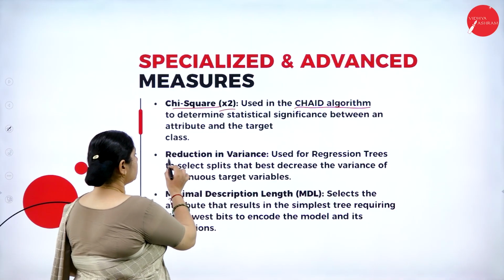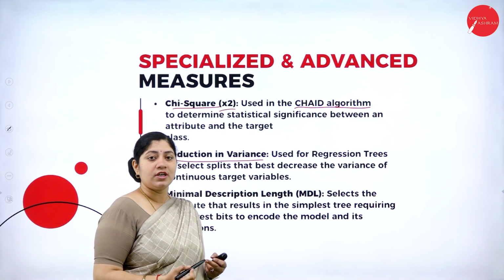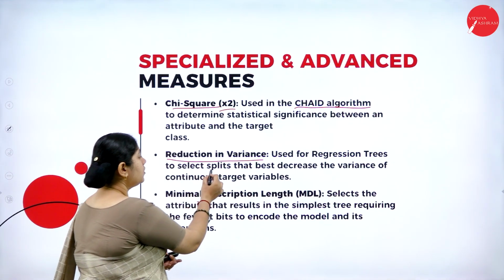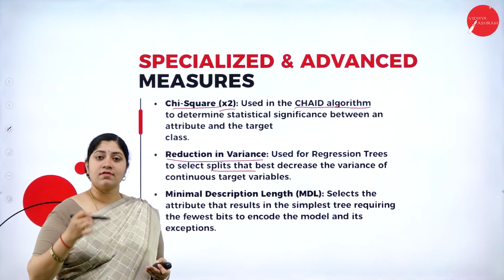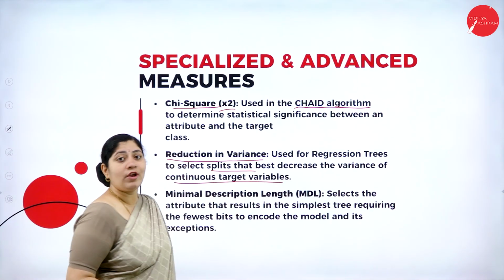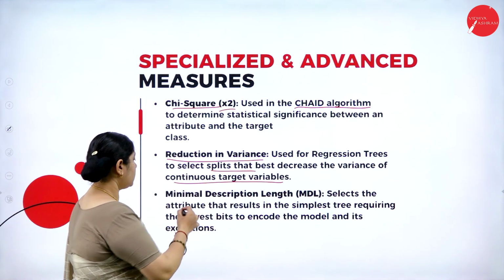Okay. The next measure is reduction in variance. This is used for regression trees to select the splits that best decrease the variance of the continuous target variables. Clear? So this is the second measure.